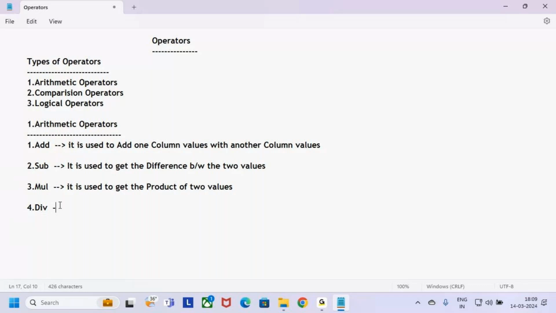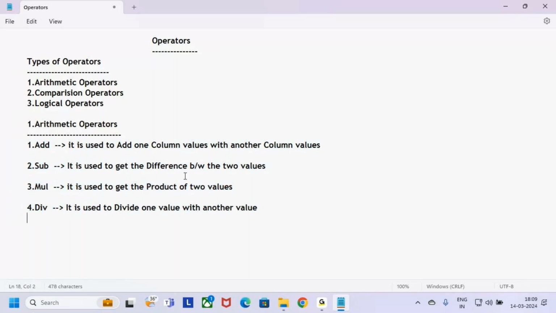What's the functionality of this division operator? It is used to divide one value with another value. So these are the different types of arithmetic operators: addition, subtraction, multiplication, and division.